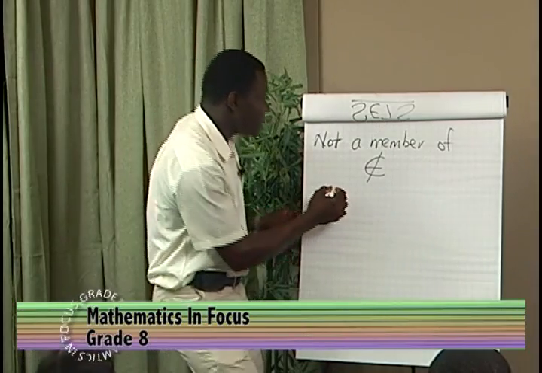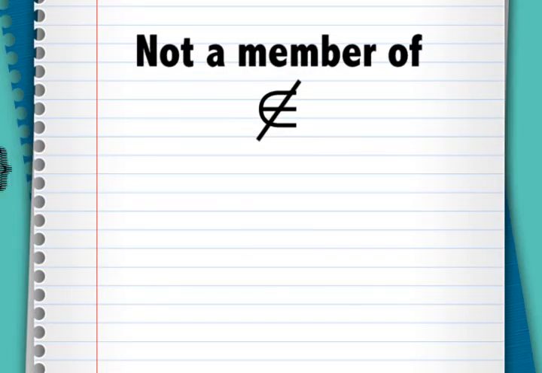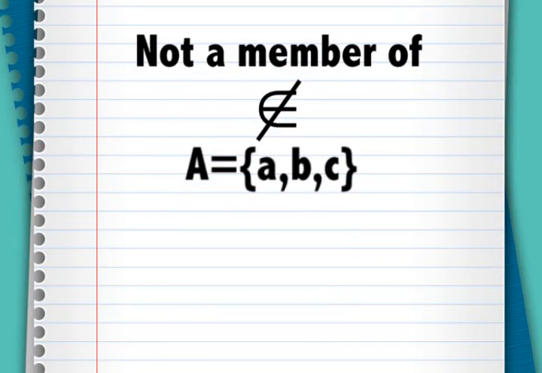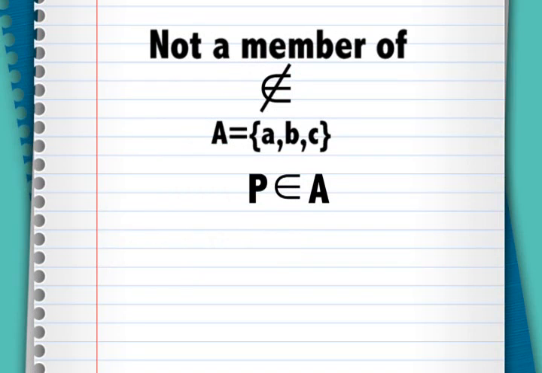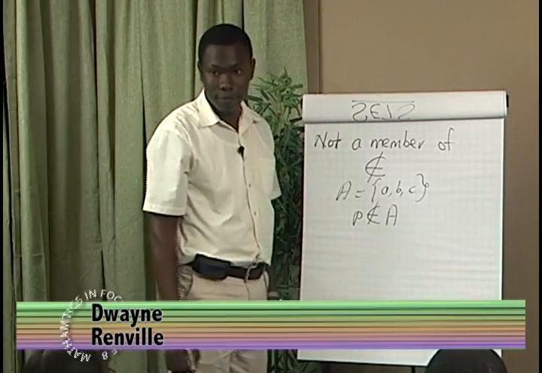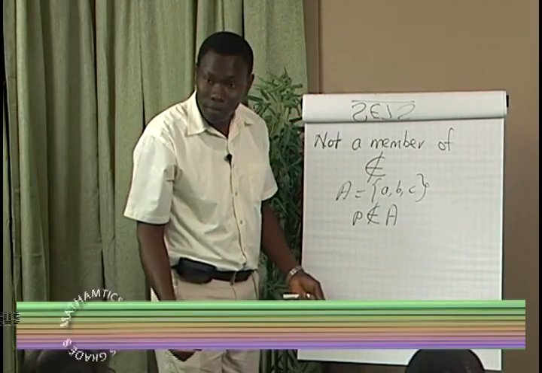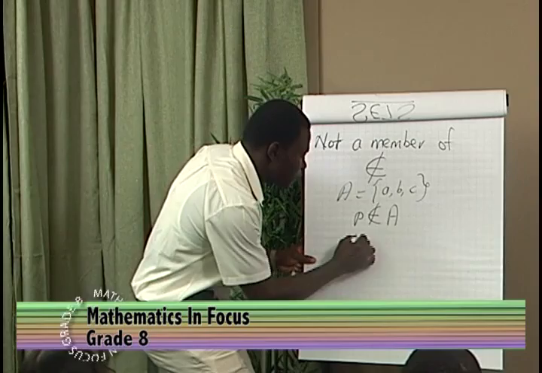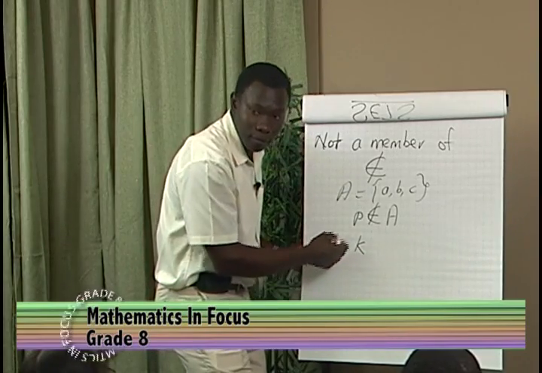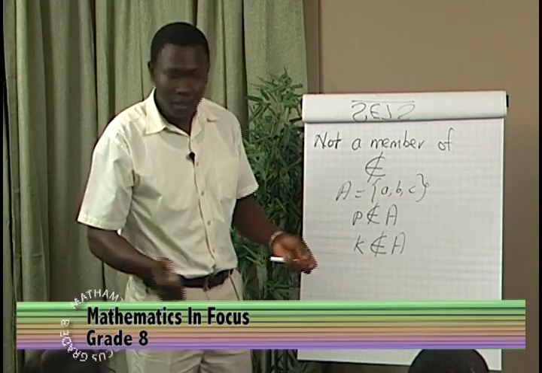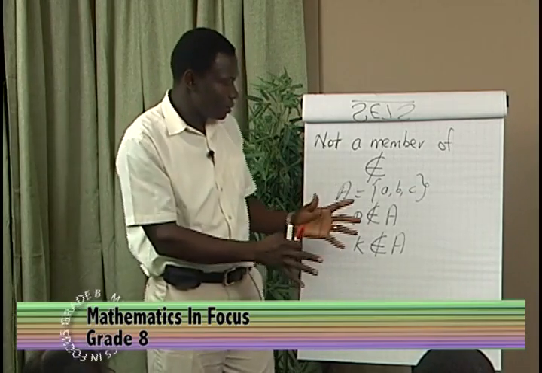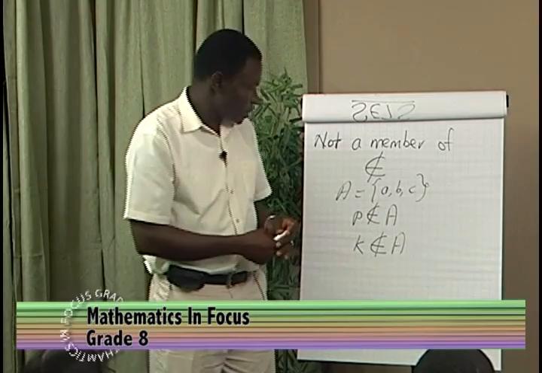All right? So for example, if A is equal to the set A, B, C, well, then we can say that P is not a member of set A. Can we say the same thing for K? All right, K is not a member of the set A. Good? So we can talk about a set, and we can talk about the elements of the set.